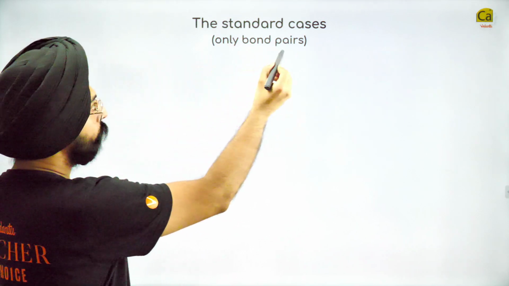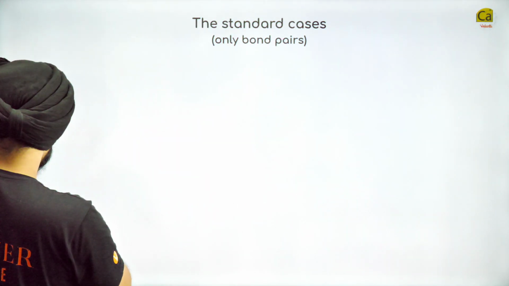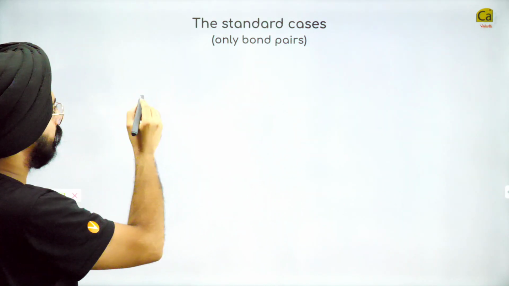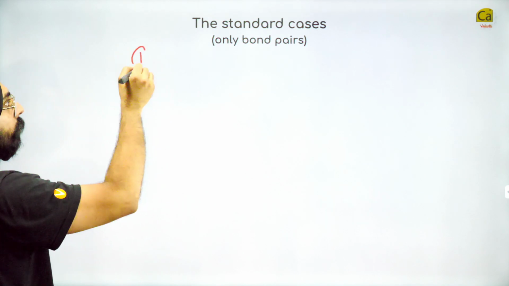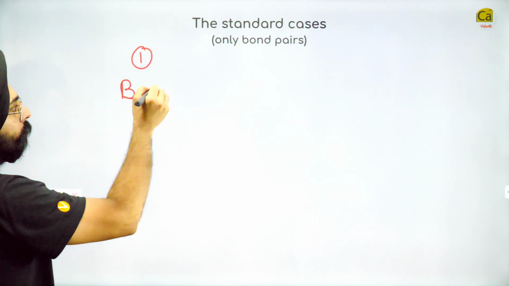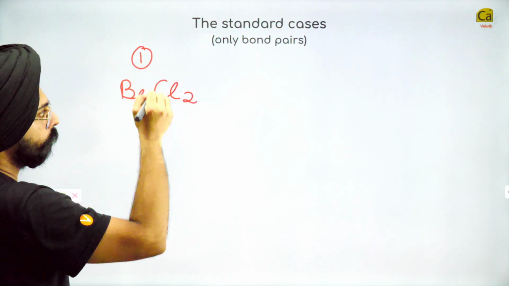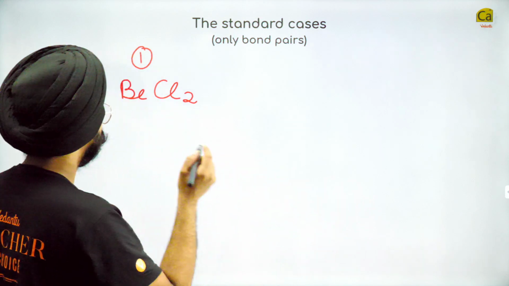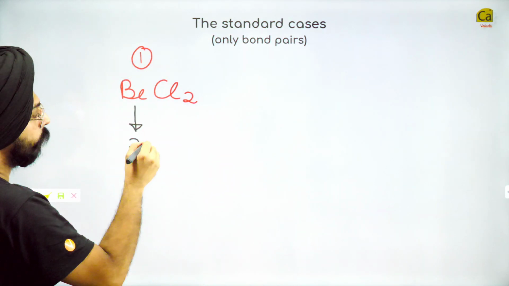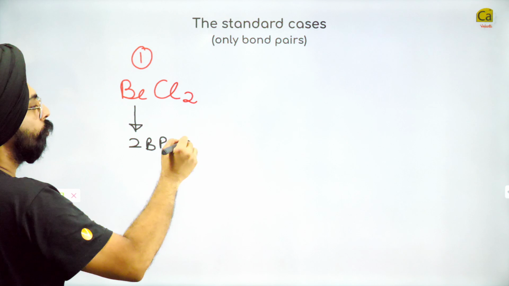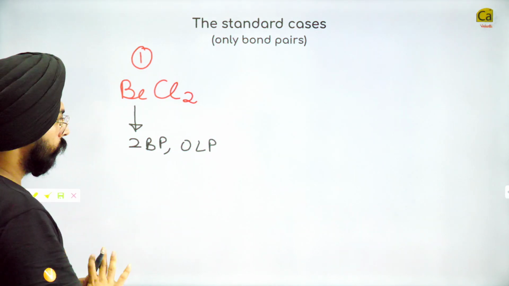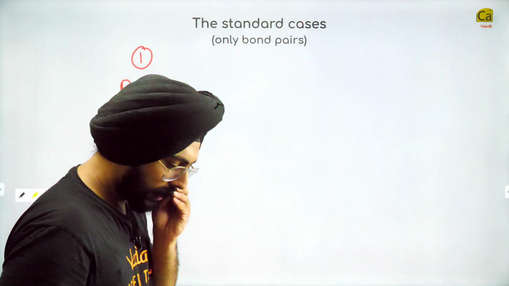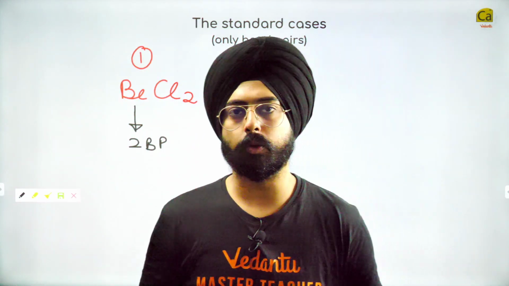So the standard cases involve only bond pairs, right? So let me give you a very basic case. सबसे basic case की बात करते हैं. Case number 1, that is beryllium chloride, BeCl2. Over here, my dear friends, if you keep beryllium at the center, this beryllium has only 2 bond pairs and no lone pairs. ठीक है? So I won't write 0 lone pair over here. I'll just write 2 bond pairs. So my dear friends, there are 2 bond pairs now.